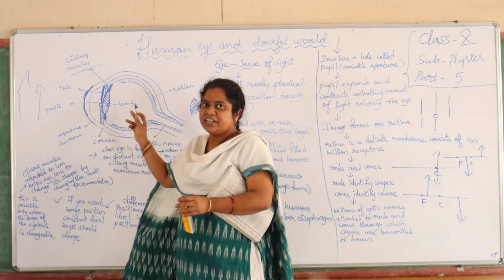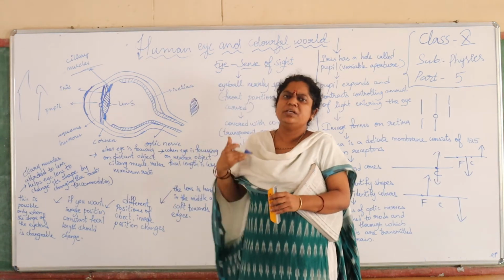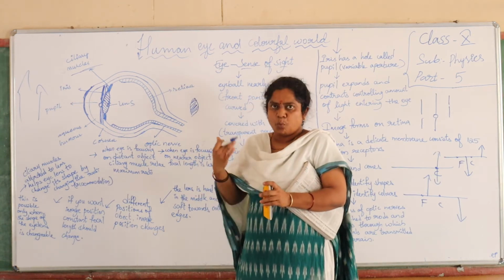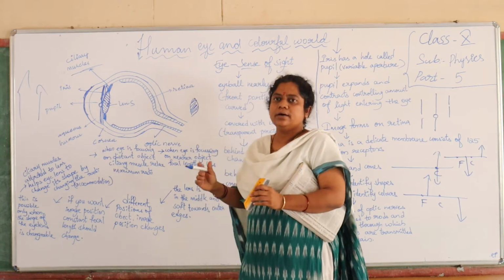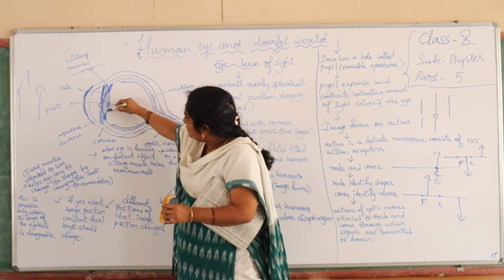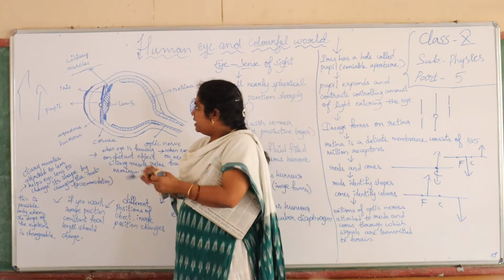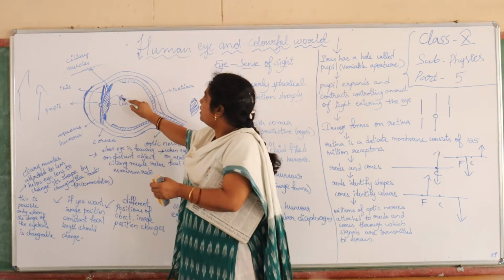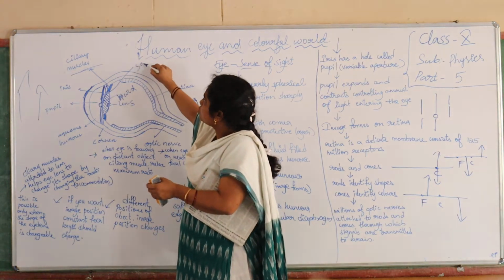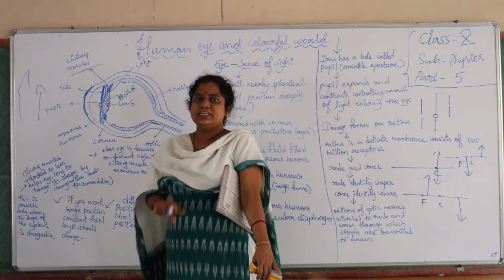So what is the adjustment that our beautiful eye has? Our body is a wonderful machine. No other machine in this world works like our body, and we are talking here about our eye, a very special organ. We have a lens, and this lens will change its shape. The lens is hard in nature in the middle, and at the outer ends it is soft in nature. That softness enables the lens to change its shape.